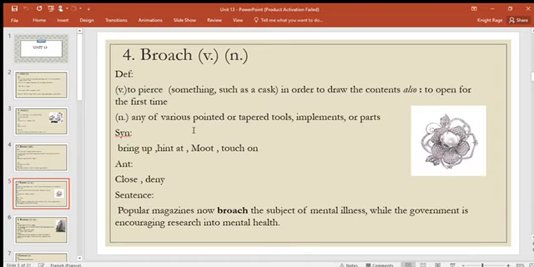And our sentence in the presentation is: popular magazines now broach the subject of mental illness while the government is encouraging research into mental health.